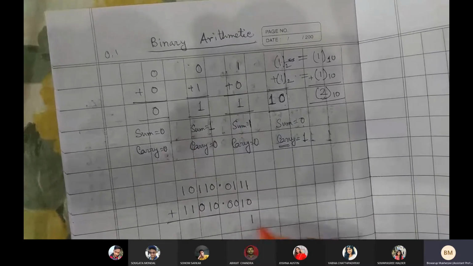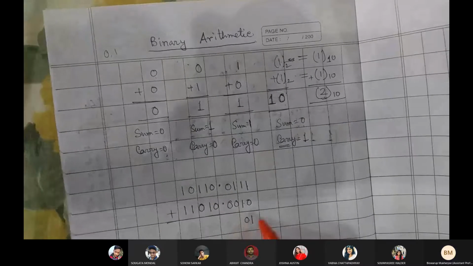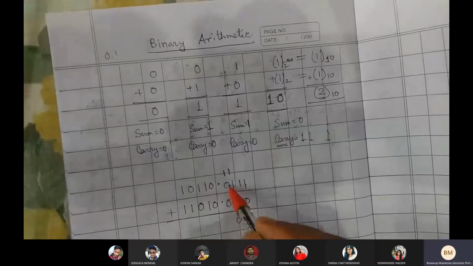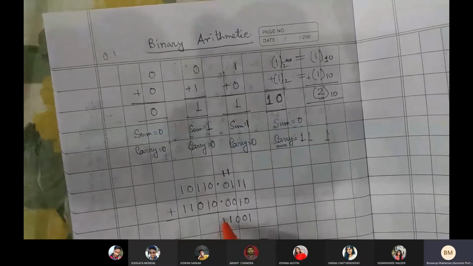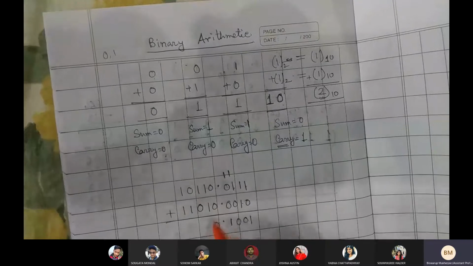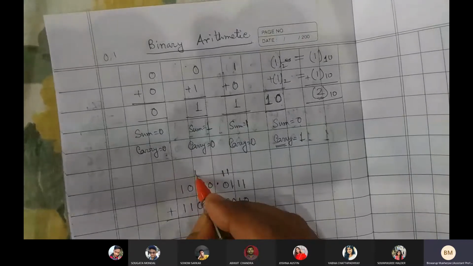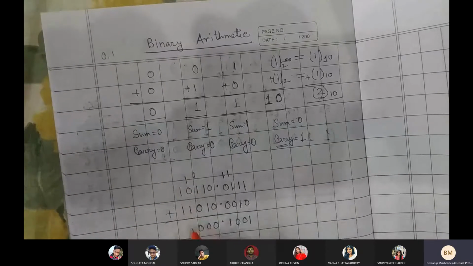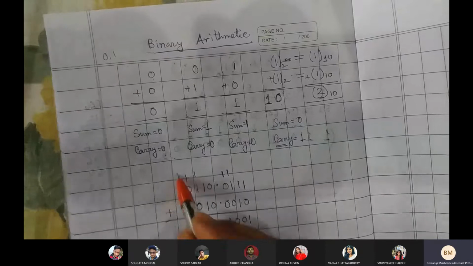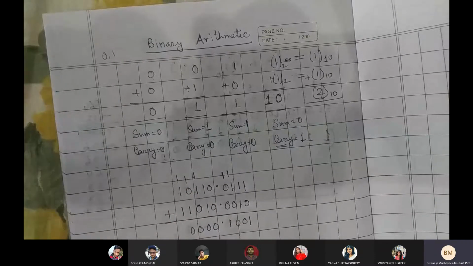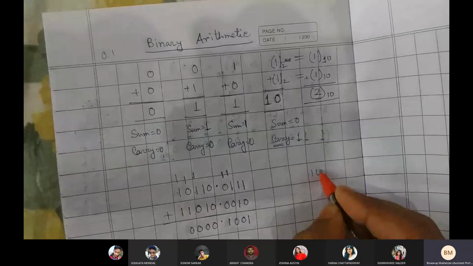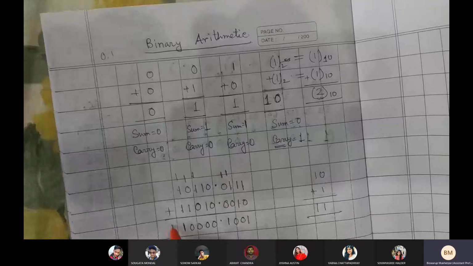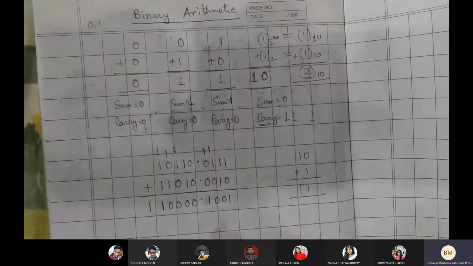So 1 plus 0 is 1, no carry. 1 plus 1 is 10, so carry is 1, right? 0 plus 0 plus 1 is 1. 0 plus 0 is 0. 1 plus 1 is 0, carry 1. 0 plus 1 plus 1 is 10, carry 1. 1 plus 1 is 10, carry 1. Then 1 plus 1 plus 1, the last one. What does it mean? 1 plus 1 is 10, and 10 plus 1 is 11, right? So this comes 1 and here comes the final carry, also 1.